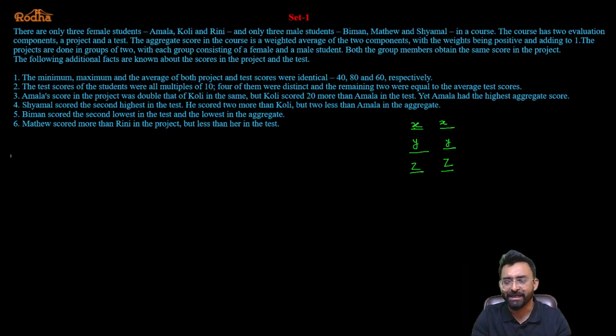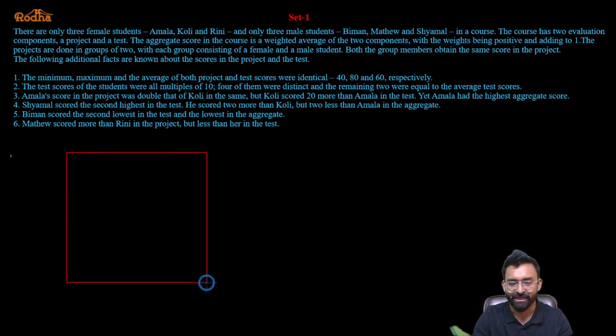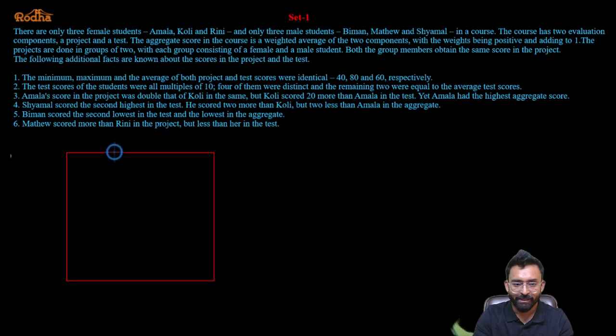So let's move ahead. Let's figure out what else is given. The minimum, maximum and the average of project and test score was 40, 80 and 60. Now let's understand what is given in the statement. Let's make a table out of it. The information we have has to be put into the table.